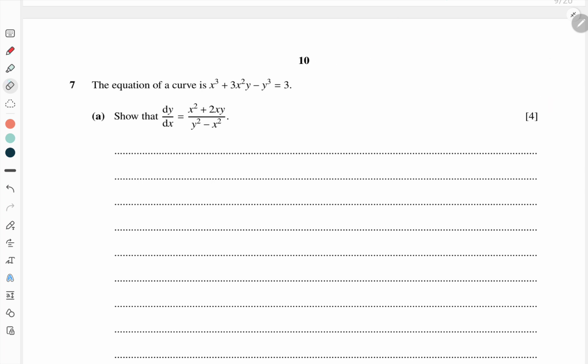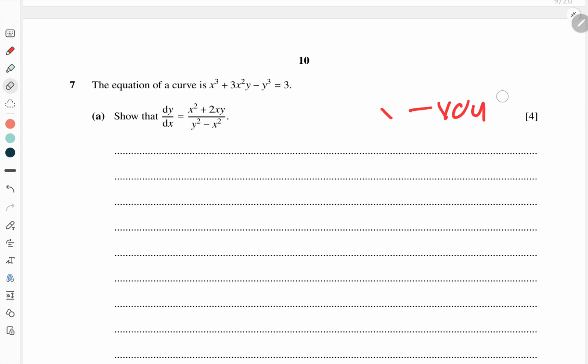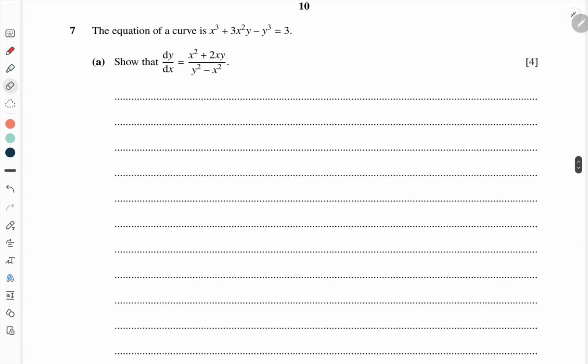Then the second aspect of differentiation that we have here is that we may differentiate a product of two terms. When differentiating a product, that's u times the derivative of v plus v times the derivative of u. So those are the two aspects of differentiation that we are going to look at. All right, so we start.